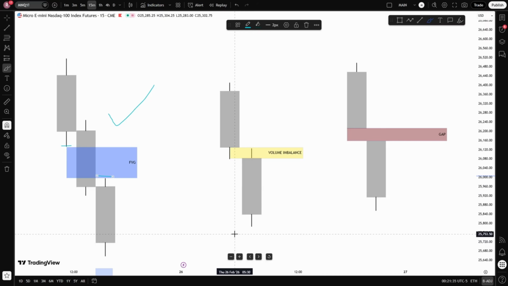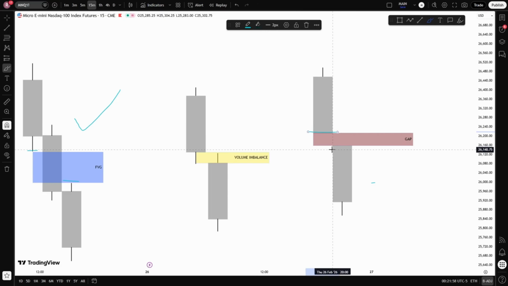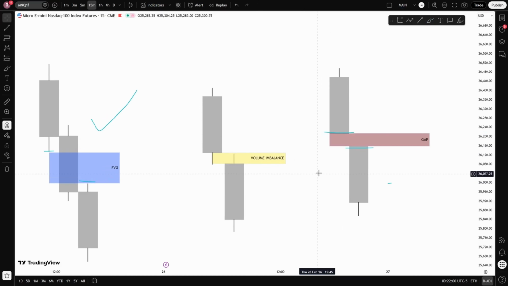In other words, price opens significantly away from where the previous candle closed. However, unlike a true gap, there can still be overlap between the high and low of the candles. Trading still occurred in that overall range. The key difference between a volume imbalance and a true gap is this. A true gap is a complete absence of trading between two price levels. Price closes at one level and then opens at another level with no overlap at all, meaning there was no trading in between those prices.